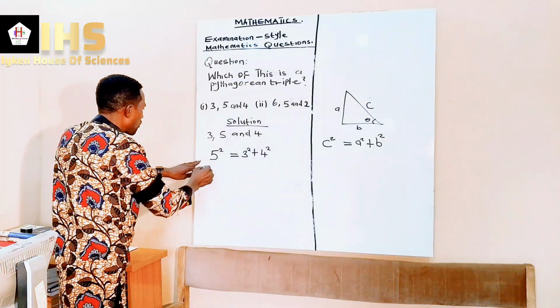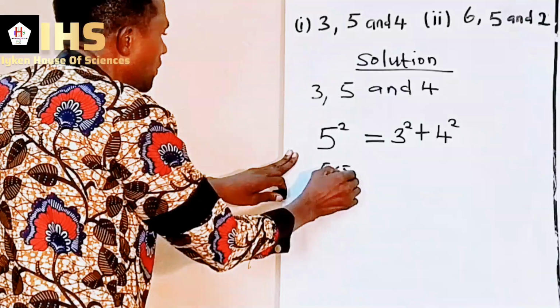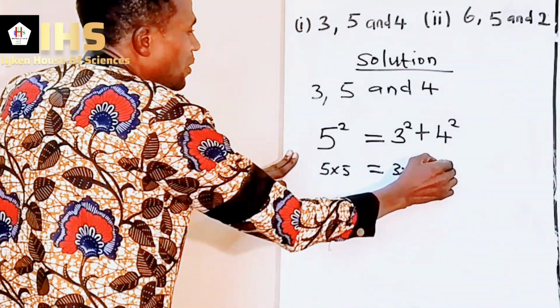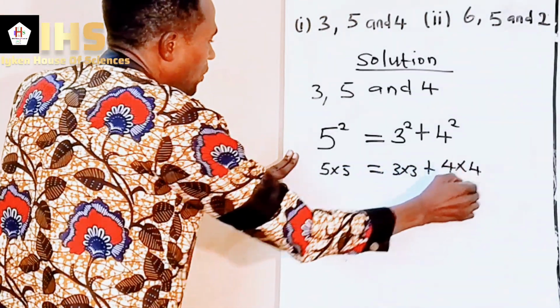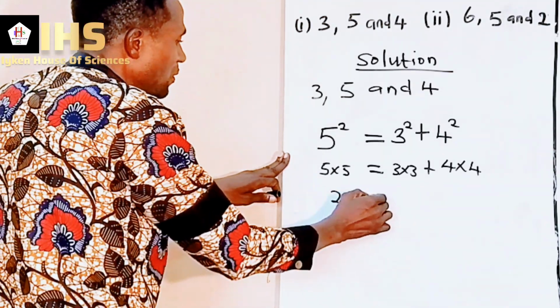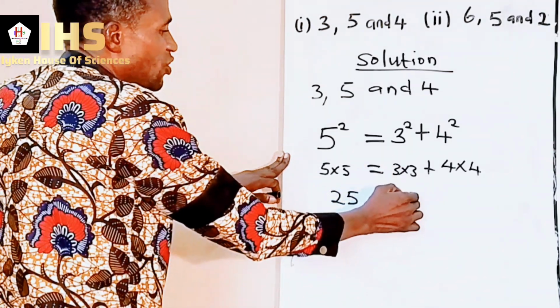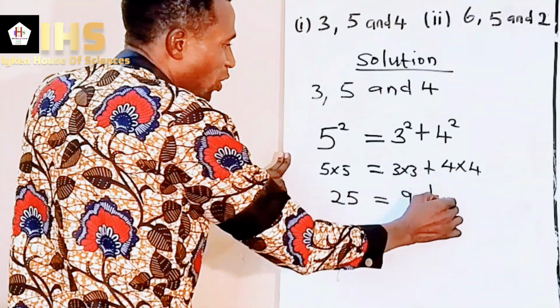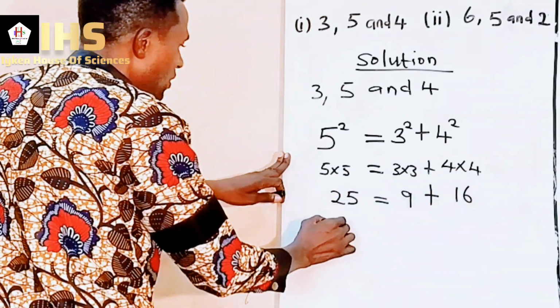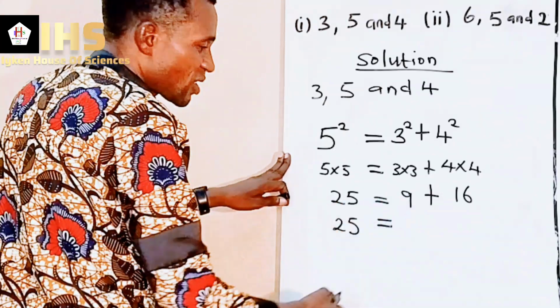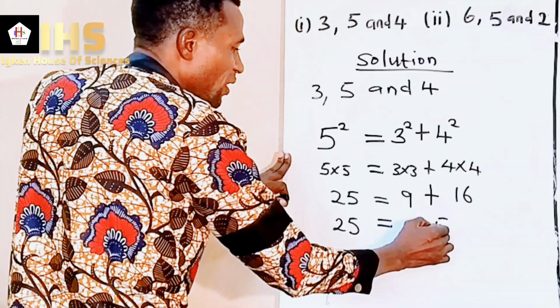Now, 5 square means 5 times 5. And 3 square means 3 times 3. 4 square is 4 times 4. 5 times 5 will give us 25. And 3 times 3 will give us 9. 4 times 4 will give us 16. So 9 plus 16 will give us 25.